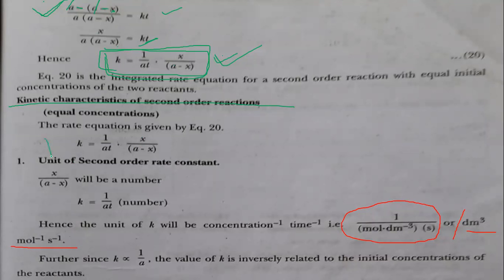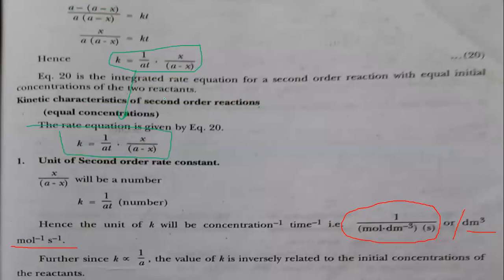See now, this is our actual equation. From this equation, how can we find out the unit? Sorry, this is a problem with my mouse. So, K equals 1 upon At into X upon A minus X. I am taking this equation here to find out the unit. That is the equation we have simplified for our convenience.